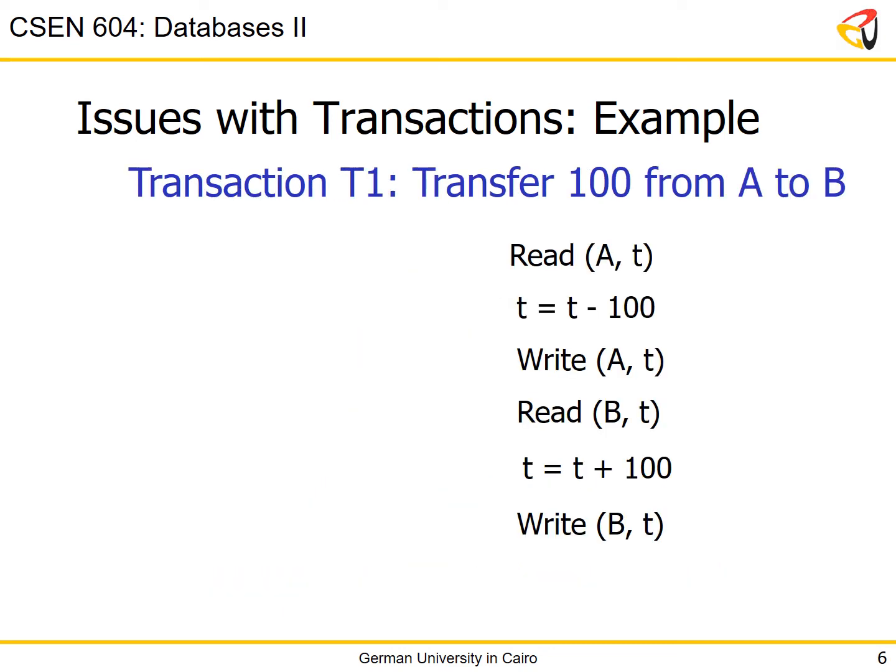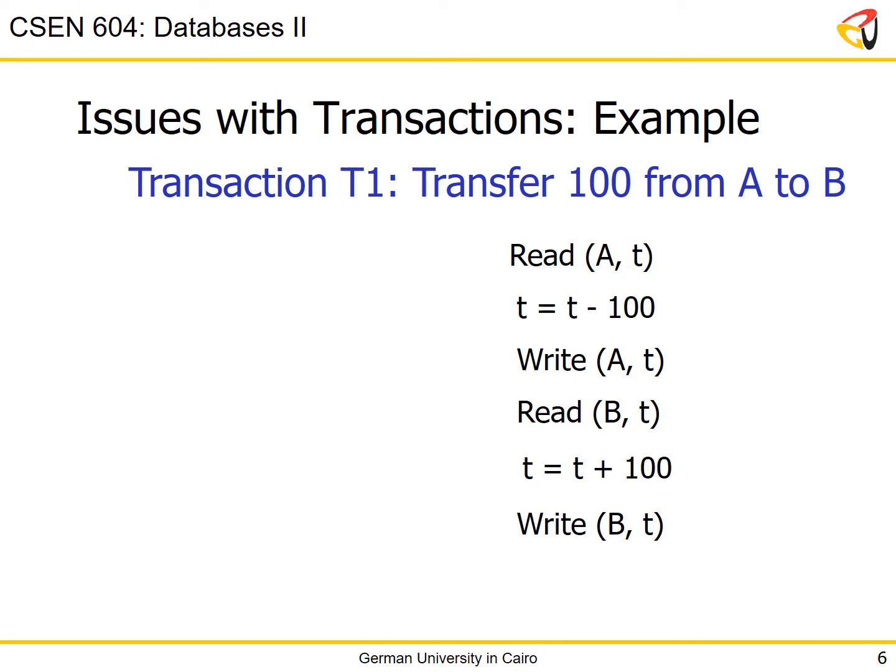So let's develop an example where something like that is actually happening. I have two transactions, transaction T1 and transaction T2. In transaction T1, I'm transferring 100 from A to B. Obviously, there will be an update statement that does this, but ultimately it will be a sequence of reads and writes like the one you're looking at.